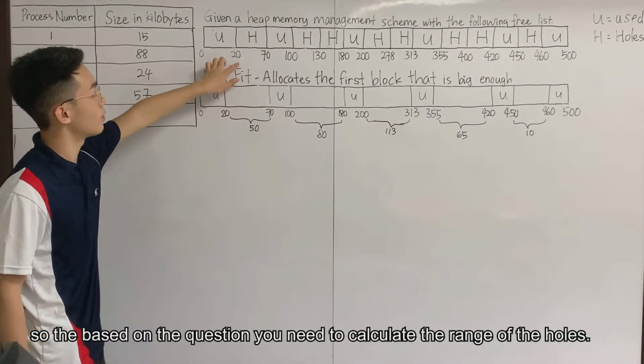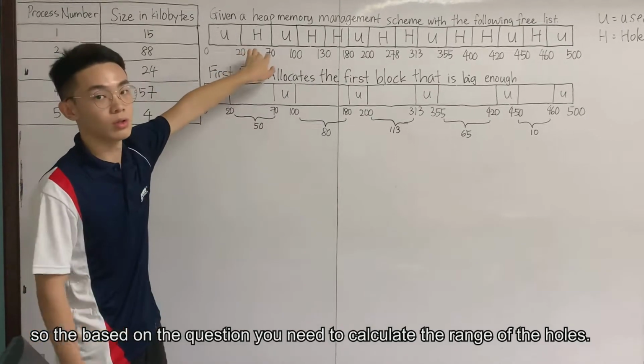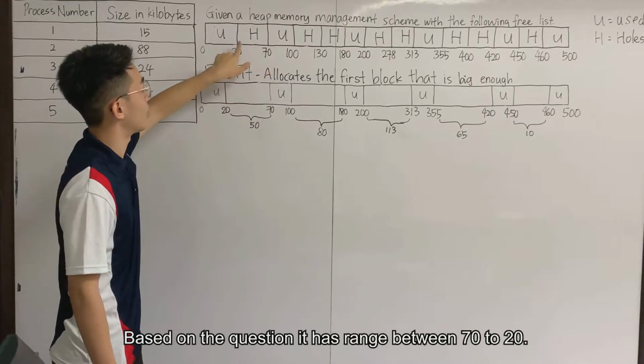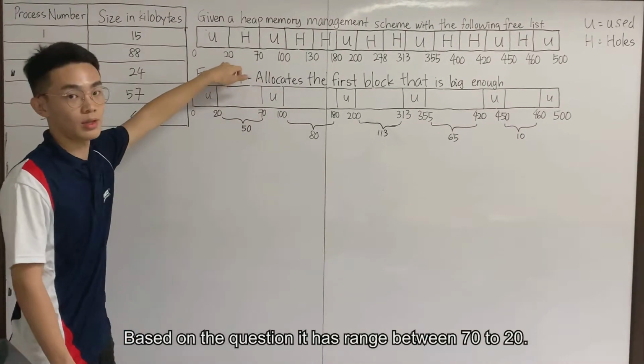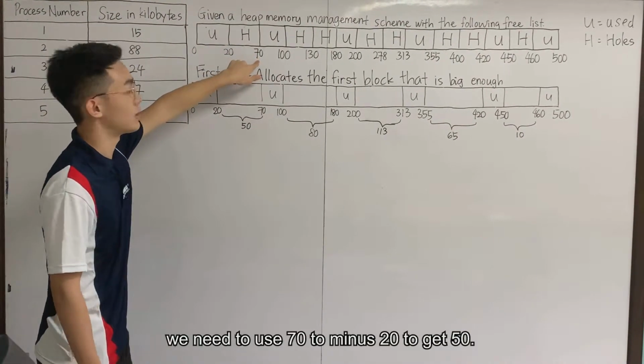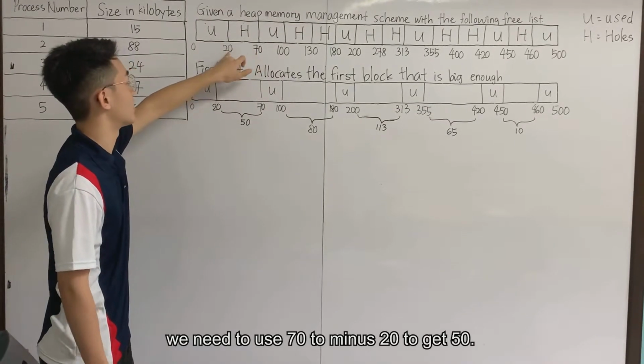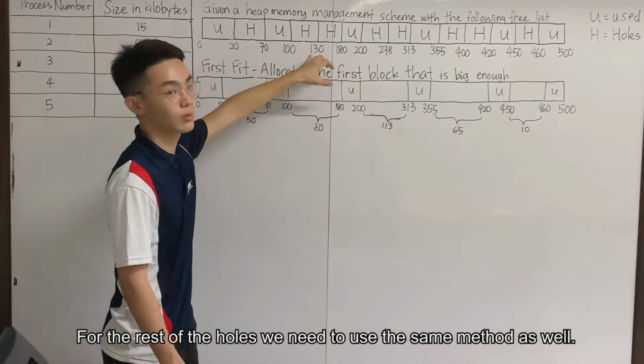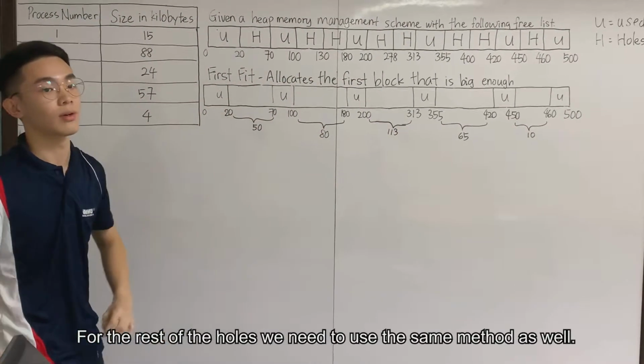So based on the question, we need to calculate the range of the holes. Based on the question, it has a range between 70 and 20. We need to use 70 minus the 20, so we will get 50. For the rest of the holes, we need to use the same method as well.